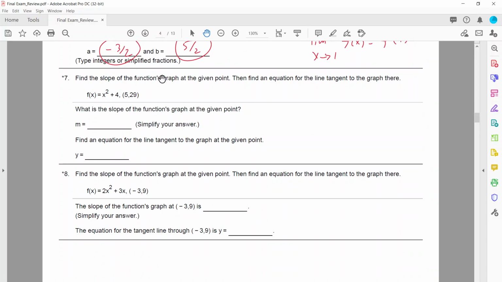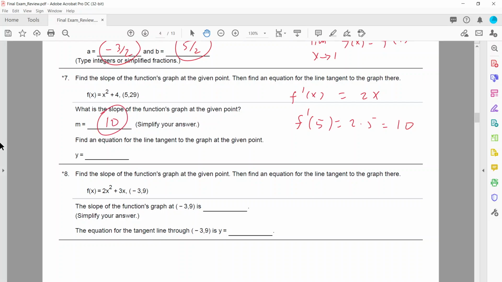Find the slope of the function's graph at the given point. Then find an equation for the tangent line. So we know the slope means the derivative. For finding the slope of this function, we need to find the derivative of this function at that point. The derivative of this function is 2x, and the value of that derivative at x equal 5 is 2 times 5. So the slope of this function at (5, 29) is 10.